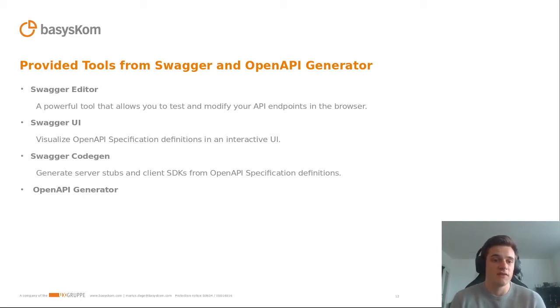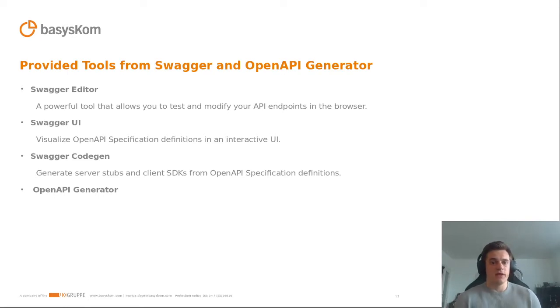Next up there is the Swagger UI. You could say the Swagger UI is a subset of the editor because it gives you the same interactive UI that you have on the right-hand side in the editor, but the editor itself on the left-hand side is missing. So it's just for having a look at the endpoints and what the API provides, but you cannot change the API on the fly there.